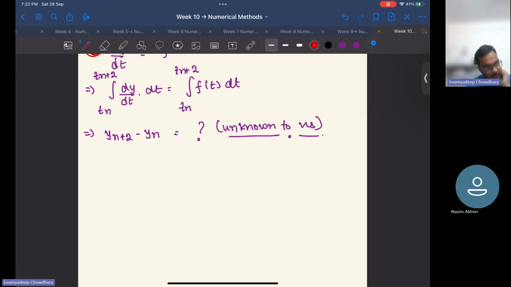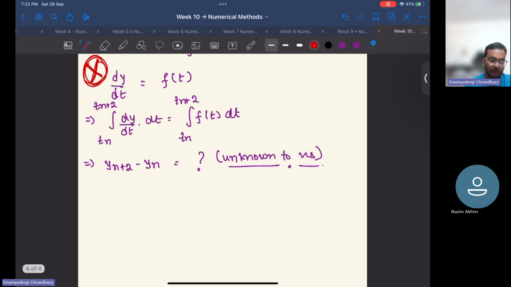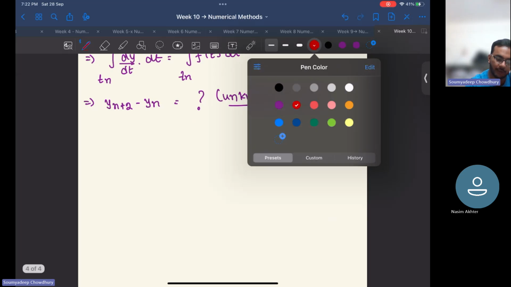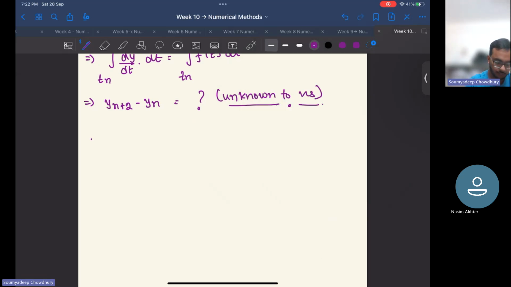What can we do? We can think of using the concepts which we have studied in numerical differentiation. So you can replace this dy by dt using our backward difference formula or the forward one. Anything you can replace. So we'll try with backward difference here.